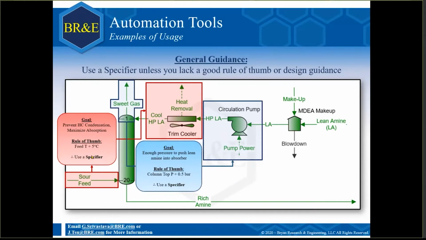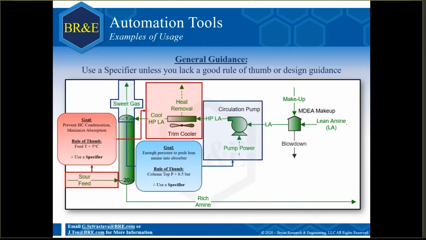A rule of thumb covered during our amine webinar is you want the temperature of your lean amine to be your feed temperature plus 5 degrees Celsius. This will guarantee you will not have any cooling, therefore no condensation going down. This is an indirect use of a mathematical relationship, but it's also a very good case to use a specifier because the relationship is simple. While it's not direct, you still get your goal with a safe margin.